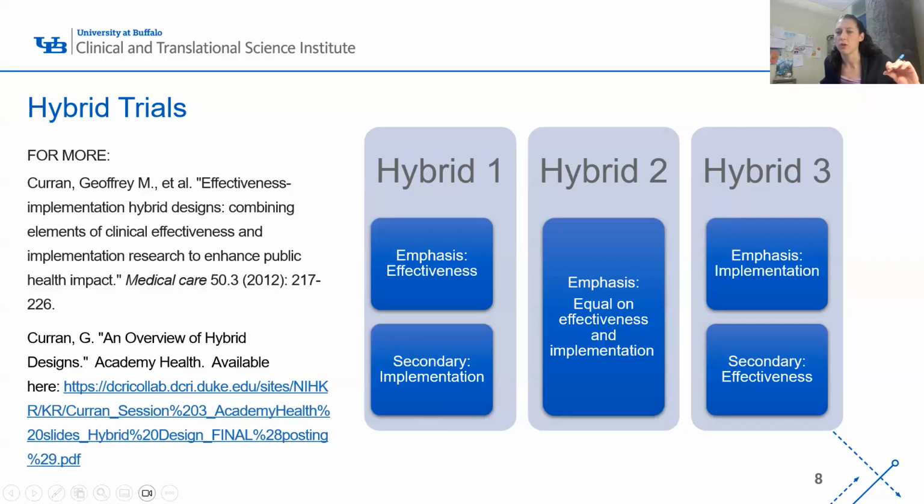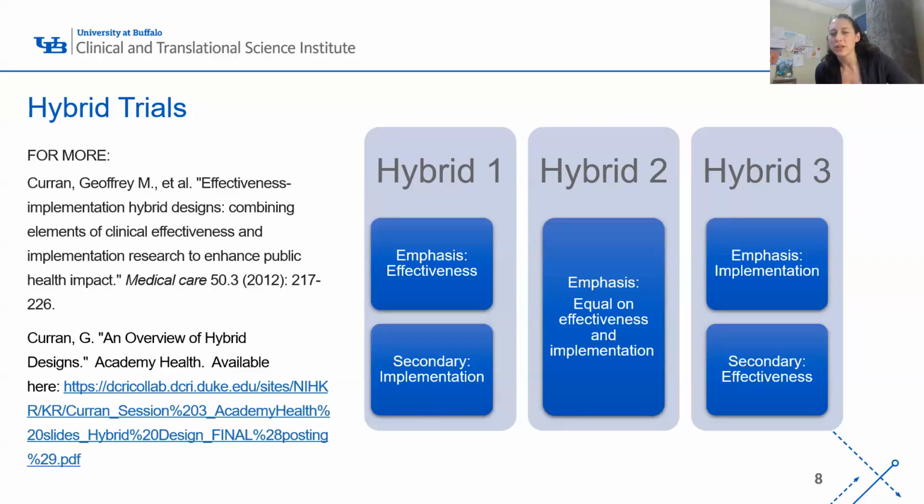We'll go into each of these a little bit further, but hybrid 2 is more of an equal emphasis. We have some evidence that the intervention is effective, but we need more. But we're also at a point where we're ready to really think about implementation, and so we're doing both with equal emphasis. And then hybrid 3 is more towards the further implementation end of the spectrum, where we're really focusing on implementation.